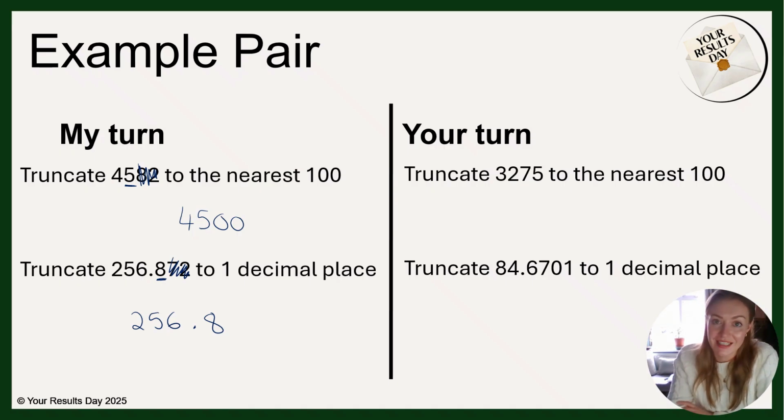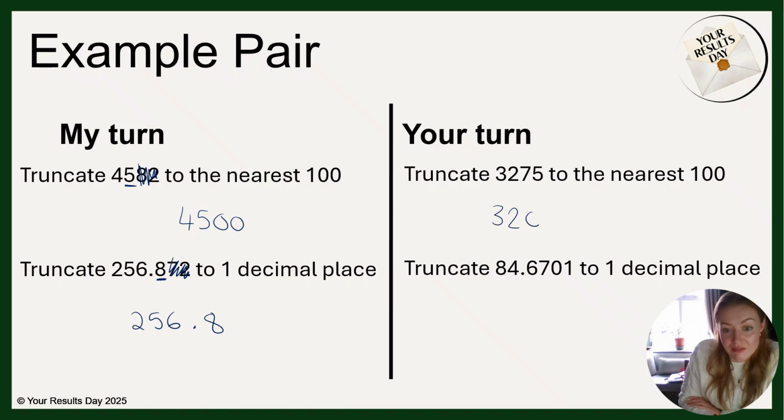Here are two questions for you to have a go at. Pause the video and hit play when you're ready to see the answers. If we truncate 3,275 to the nearest 100, we would get 3,200. And if we truncate 84.6701 to one decimal place, we would get 84.6.